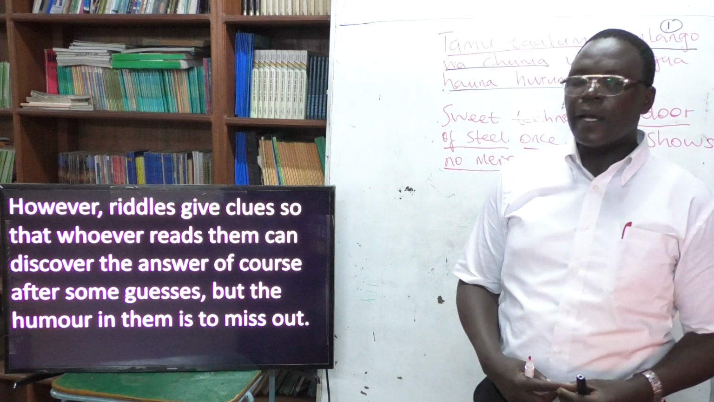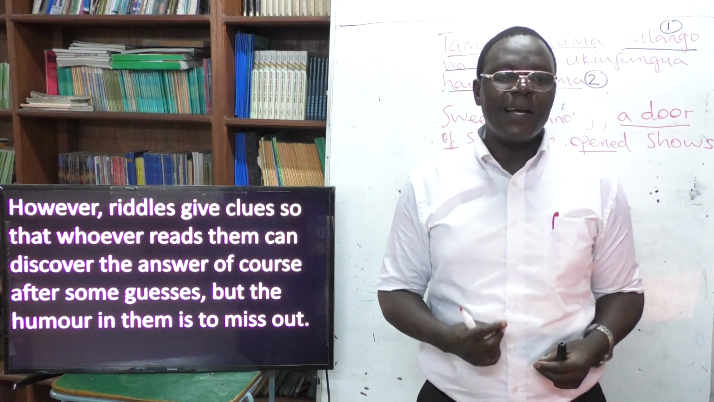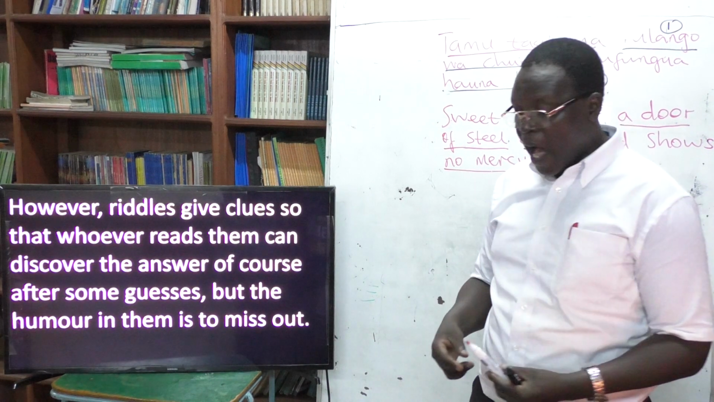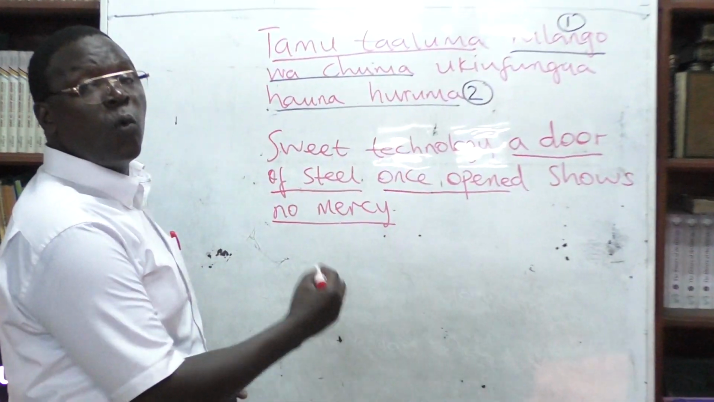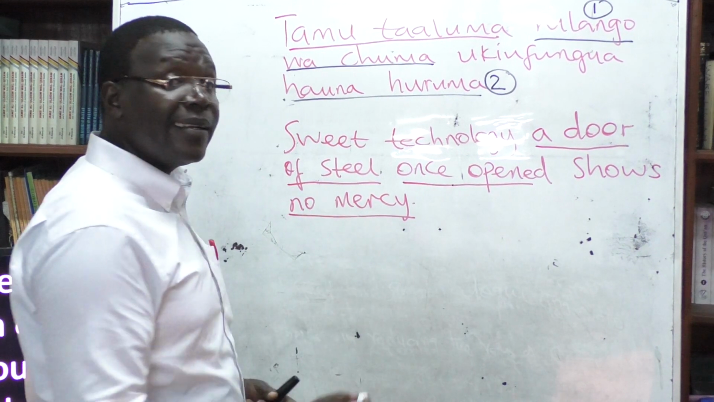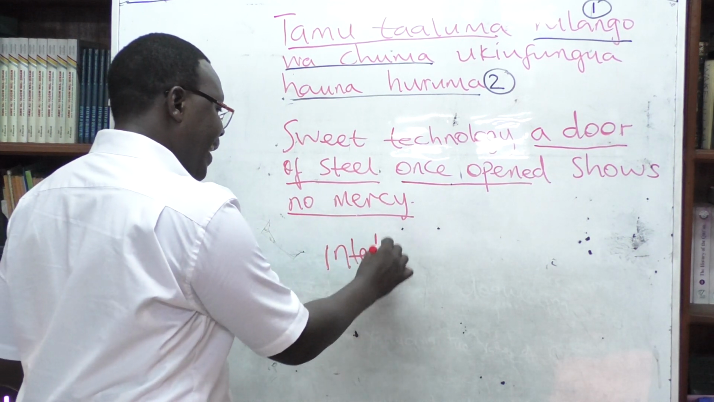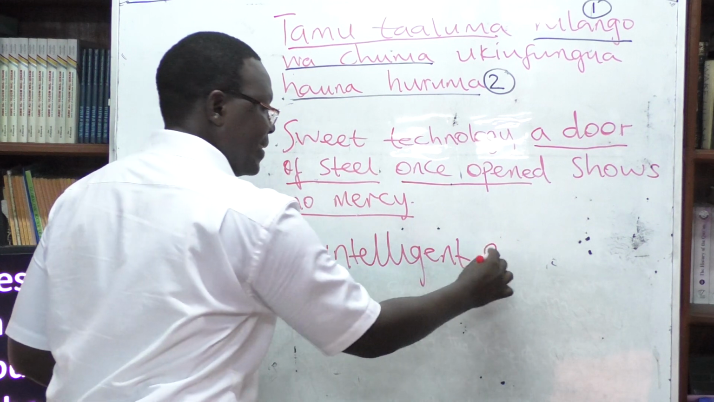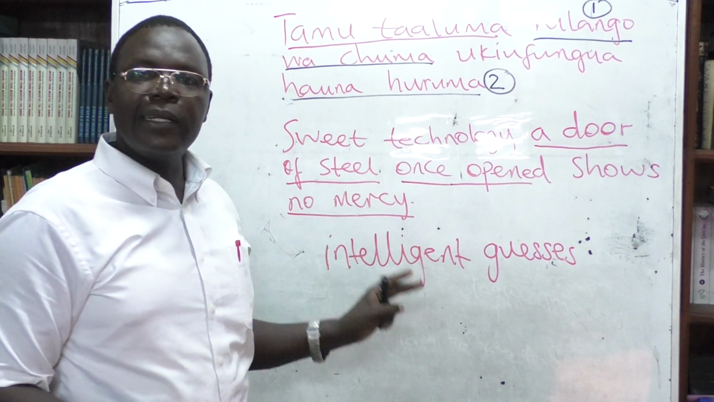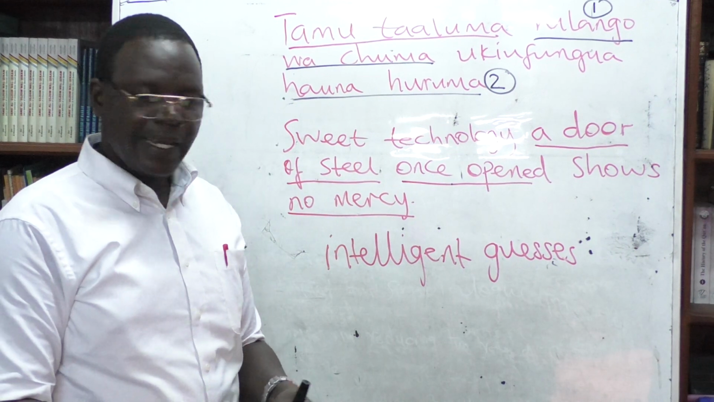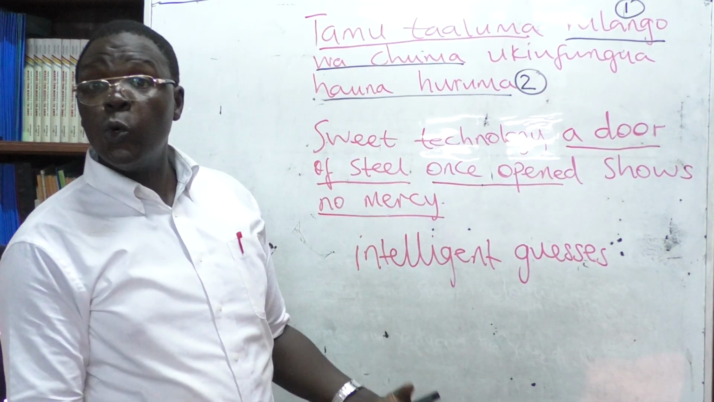However, a riddle gives clues so that whoever reads them can discover the answer. That is why we have whatever is allowed, like here. We accept the riddle, or the riddler accepts intelligent guesses. We have the riddler and the respondent. The riddler accepts intelligent guesses. Why? The riddle gives you a clue. There are clues.